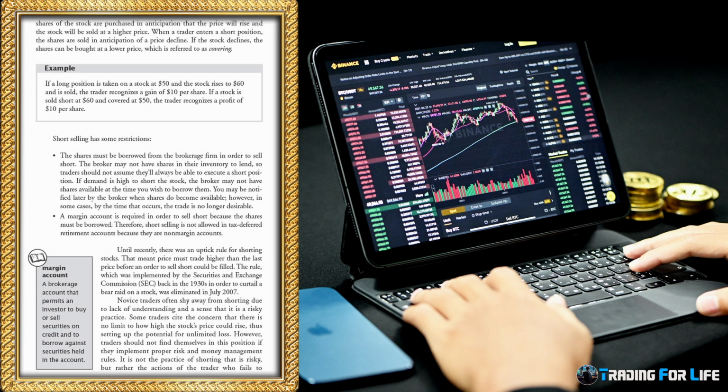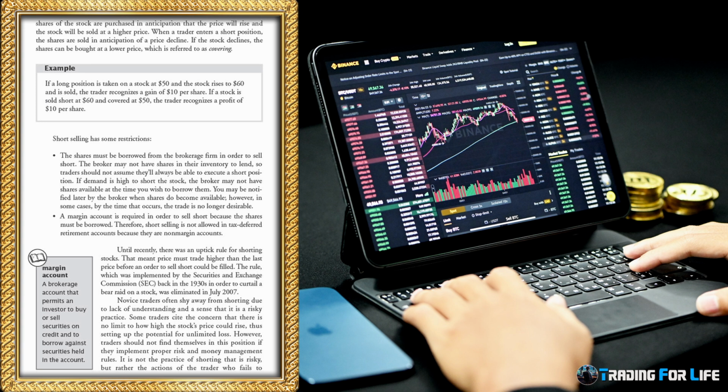Until recently, there was an uptick rule for shorting stocks. That meant price must trade higher than the last price before an order to sell short could be filled. The rule, which was implemented by the Securities and Exchange Commission (SEC) back in the 1930s in order to curtail a bear raid on a stock, was eliminated in July 2007.